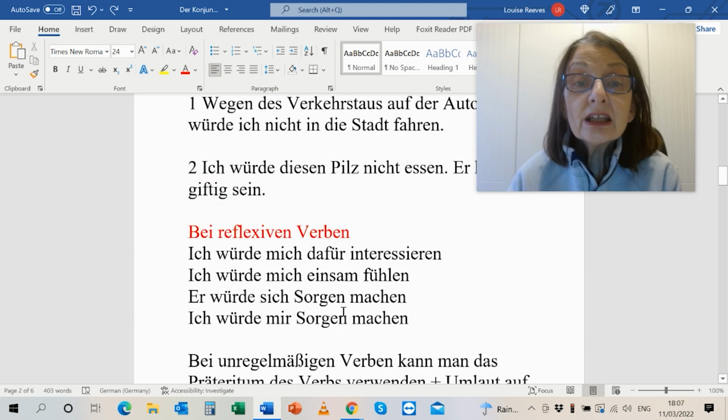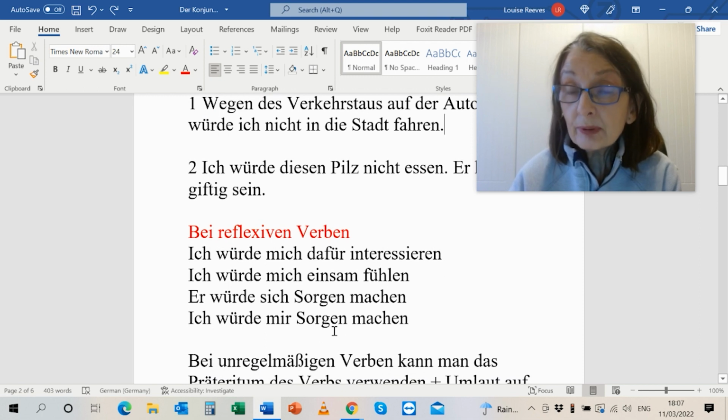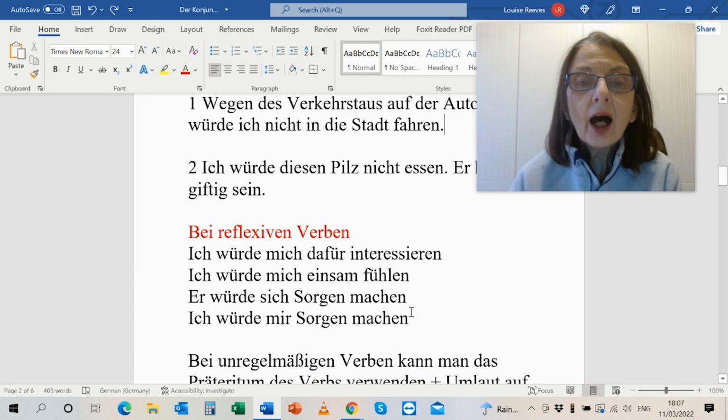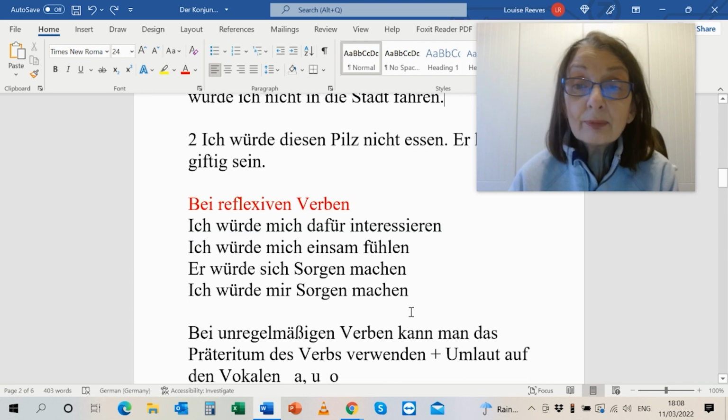Bei reflexiven Verben. What have we got here? Ich würde mich dafür interessieren. I would be interested in it. Ich würde mich einsam fühlen. I would feel lonely. Er würde sich Sorgen machen. He would be worried. Ich würde mir Sorgen machen. I would be worried. Alles klar bis dahin?